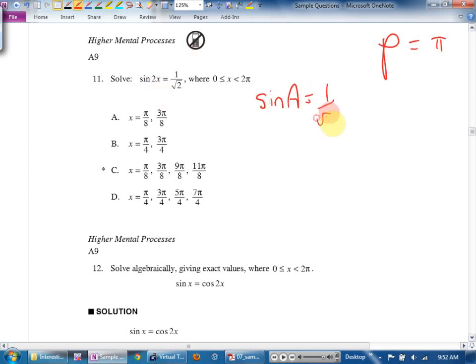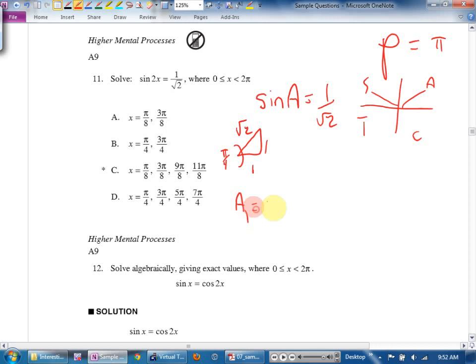Here and here. Which triangle is a 1 over root 2? The 1 root 2 triangle. And I would say my reference angle is pi by 4. I would say my first a value is pi by 4. My second a value is 3 pi by 4, because that's 4 pi by 4 right there. But they didn't want me to get a. I should have written a equals 2x. They want me to find x.